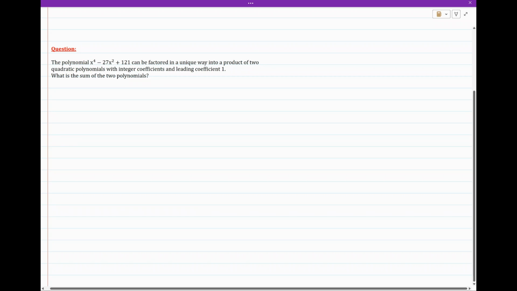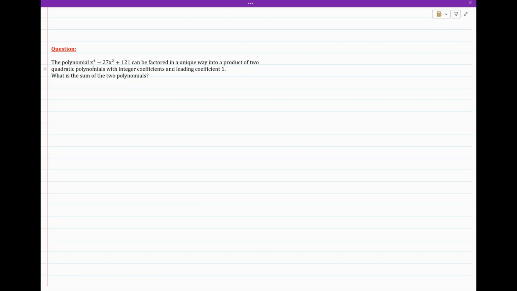The question is: a polynomial is given, x to the power of 4 minus 27 x square plus 121, and this polynomial can be factored in a unique way into a product of two quadratic polynomials with integer coefficients and leading coefficient of 1. What is the sum of the two polynomials?